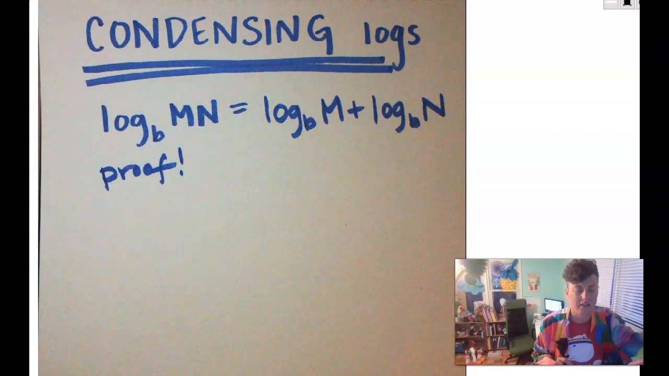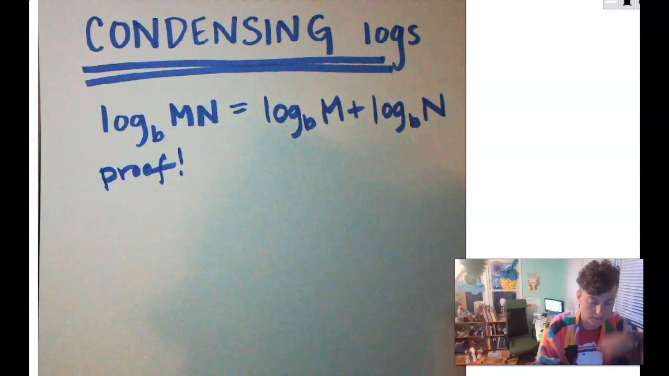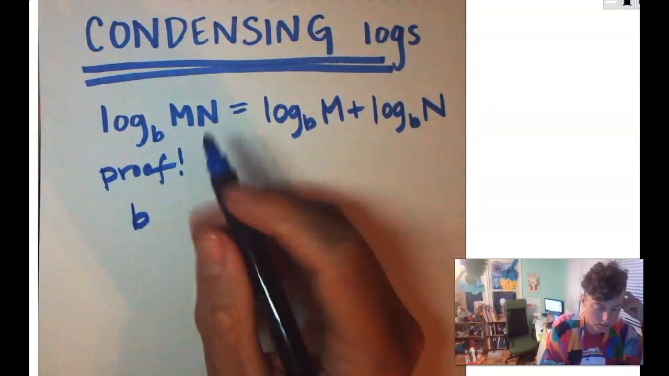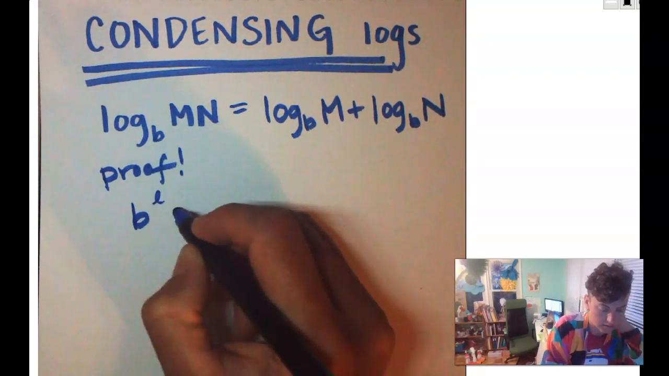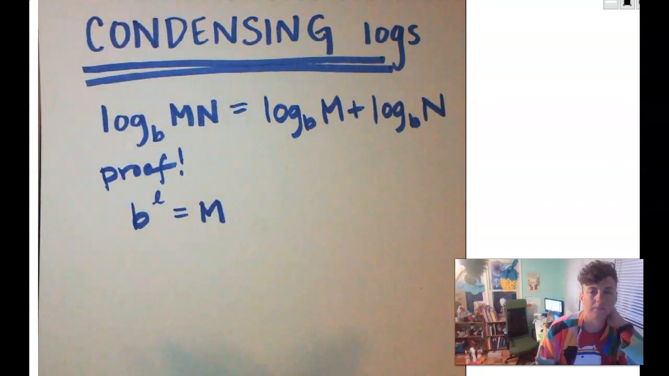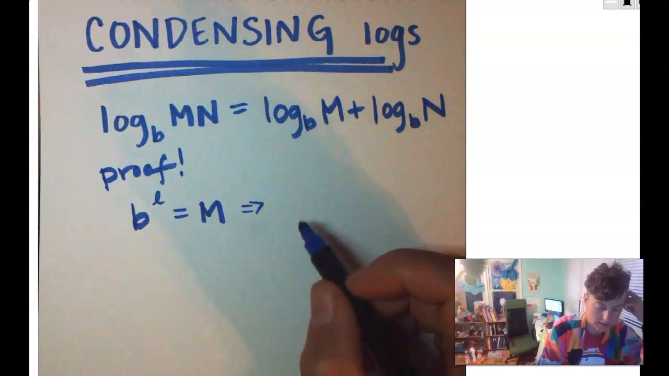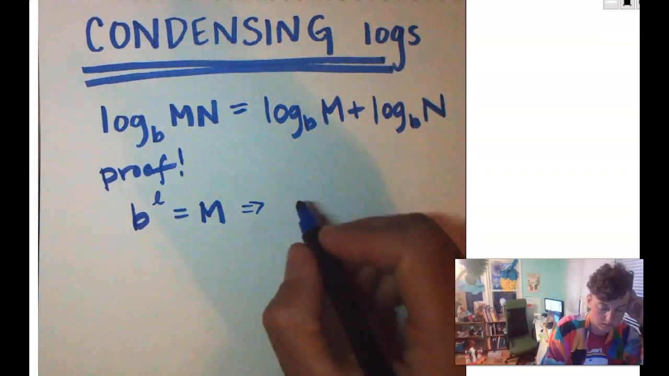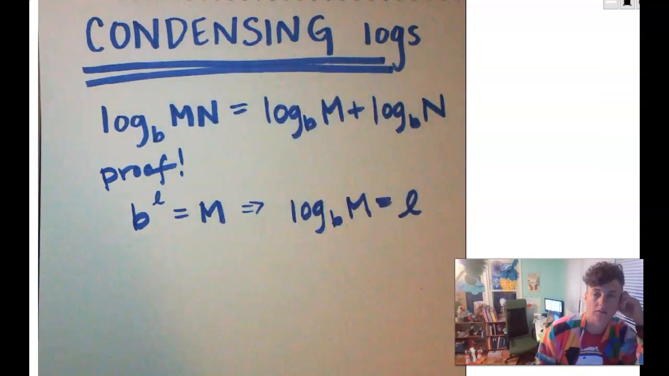Okay, so to do this proof, let's say we have b to some exponent, how about b to the L equals m. Now we know that we can change that into a logarithm. We did that last time. That would be log base b of m equals L.